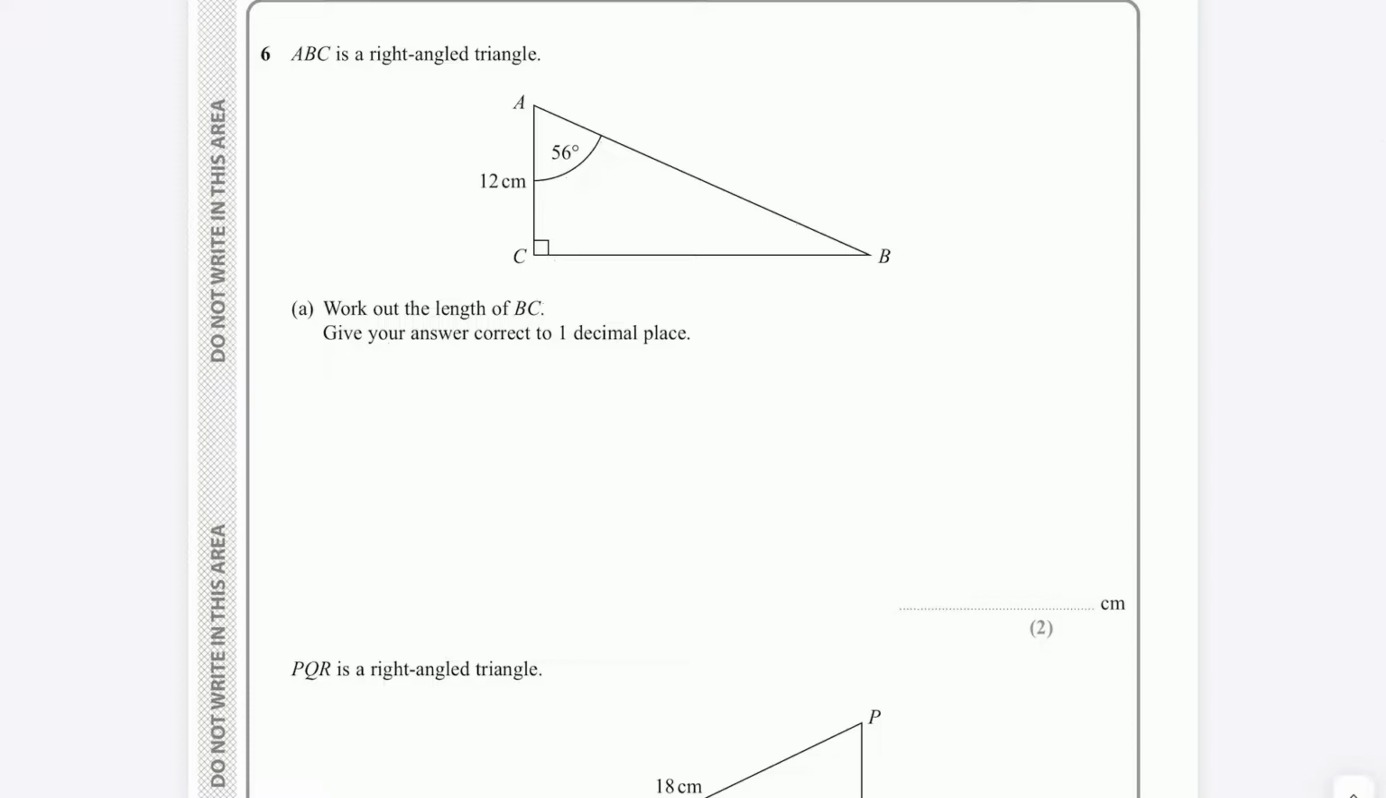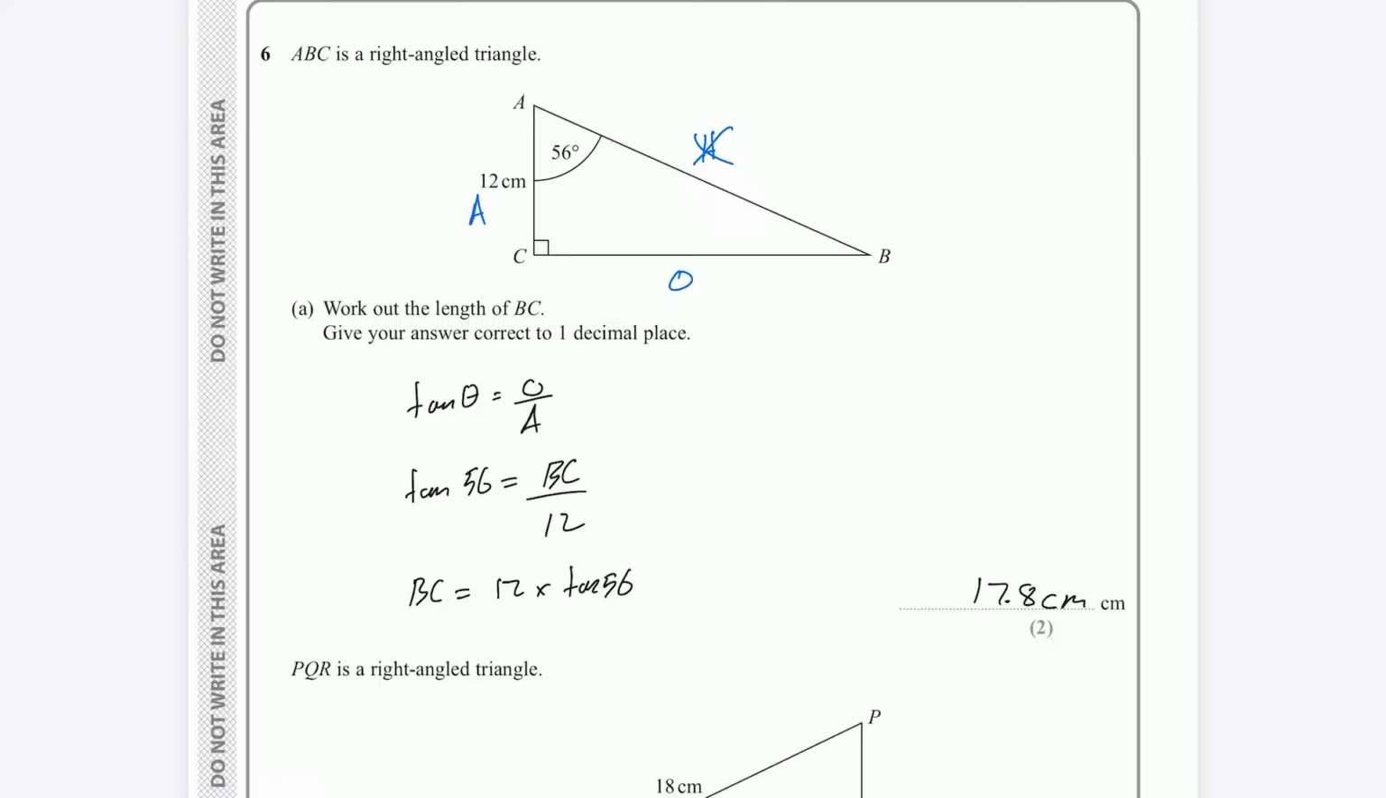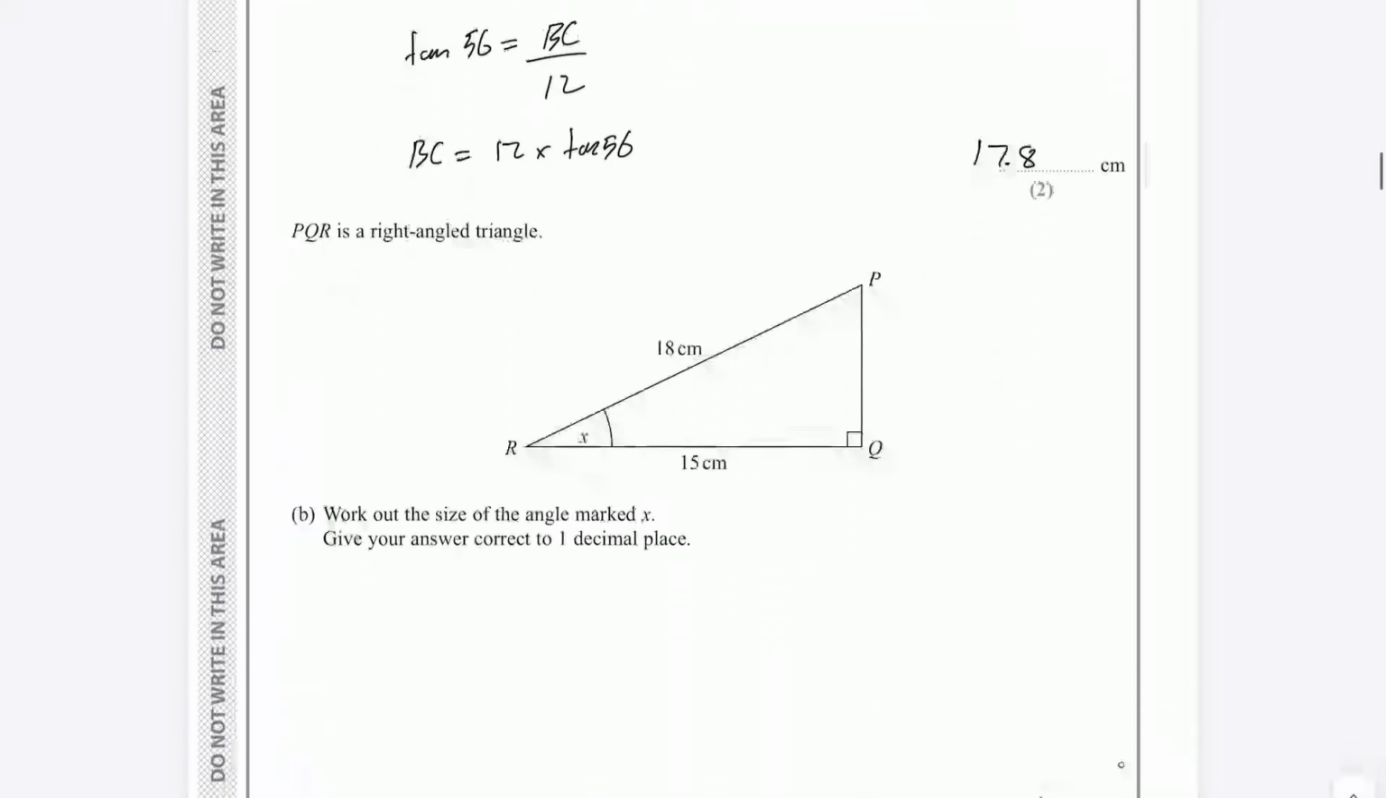Moving on to question 6. Again, we have a right angle triangle. It's asking us to find the length BC. So if I label this, this is going to be the opposite, that's the hypotenuse, and that is the adjacent. In this case, we know nothing about the hypotenuse, so we can ignore that. So we are then left with an O and an A, and that is tan theta is equal to opposite over adjacent. So we have tan 56 is equal to the opposite, which is BC, over the adjacent, which is 12. So BC is going to be 12 times tan 56. And to one decimal place, that's going to be 17.8 centimeters. Well, the unit's already there, so we can leave that off.